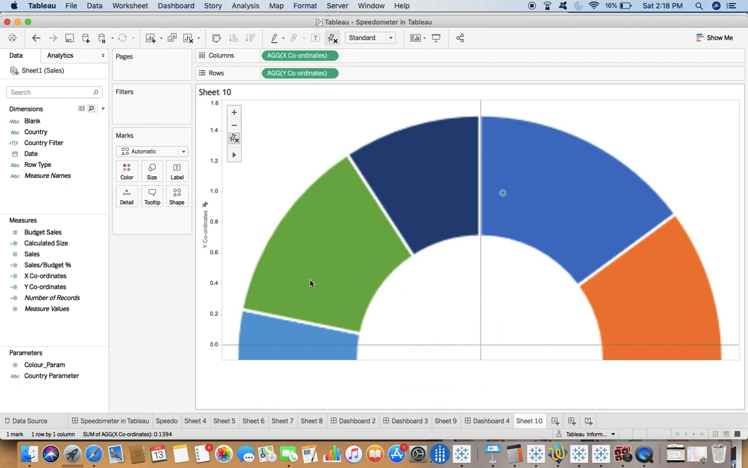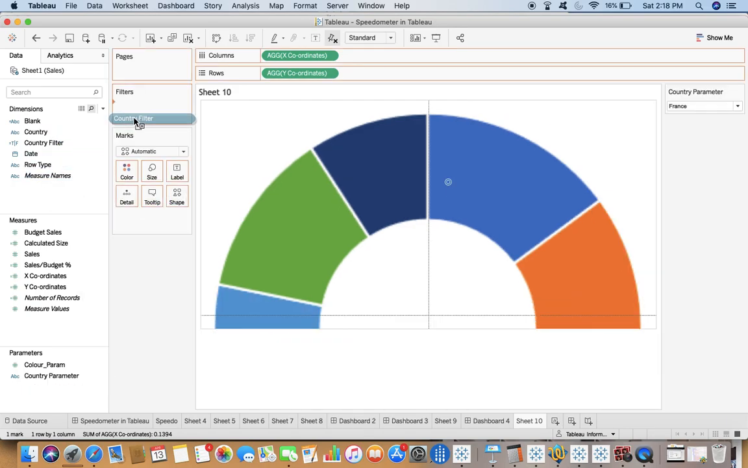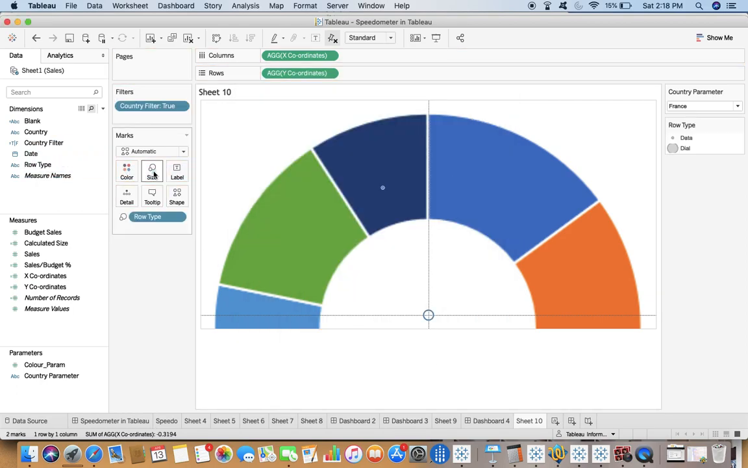Now, show parameter, say country filter, say true, row type is size, this should be line and path. Now this is the magic moment. Will it work? It is working. I already talked about all these things, row type, so I've just dragged and dropped. I hope it helped, and I'll make sure that you get the proper data set, and after that you can follow this video and complete your speedometer.